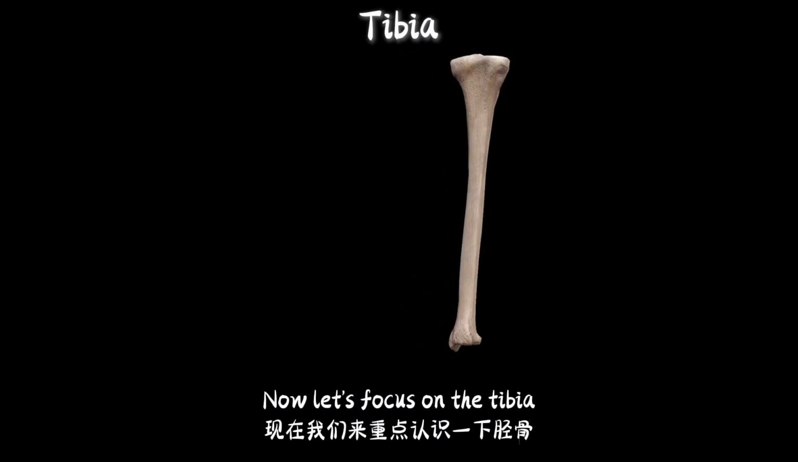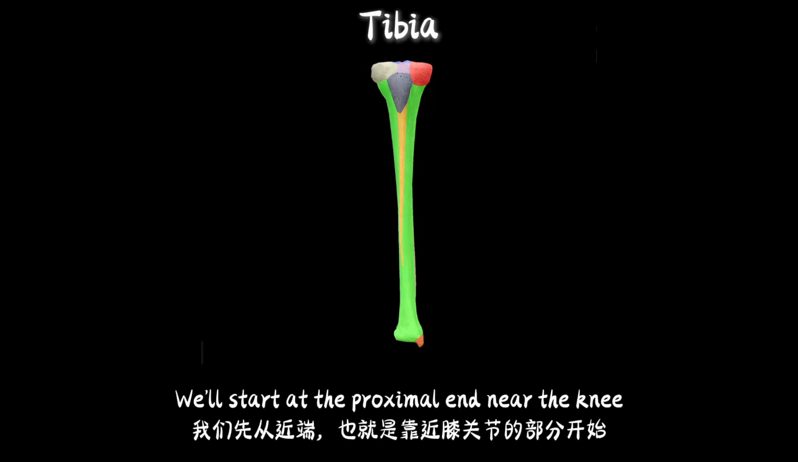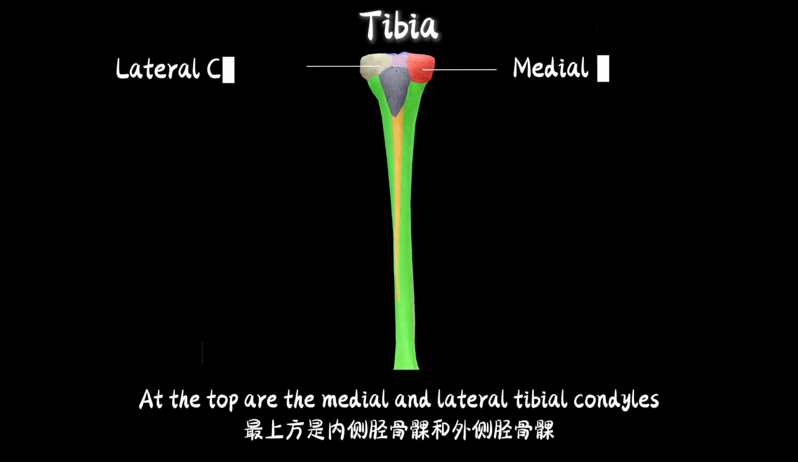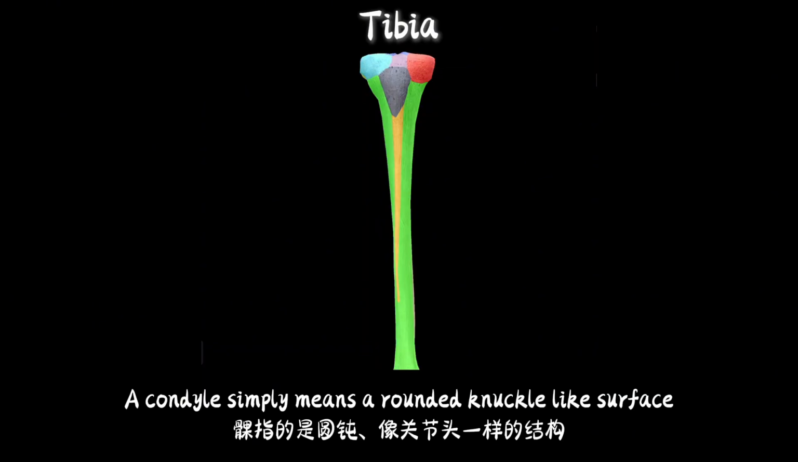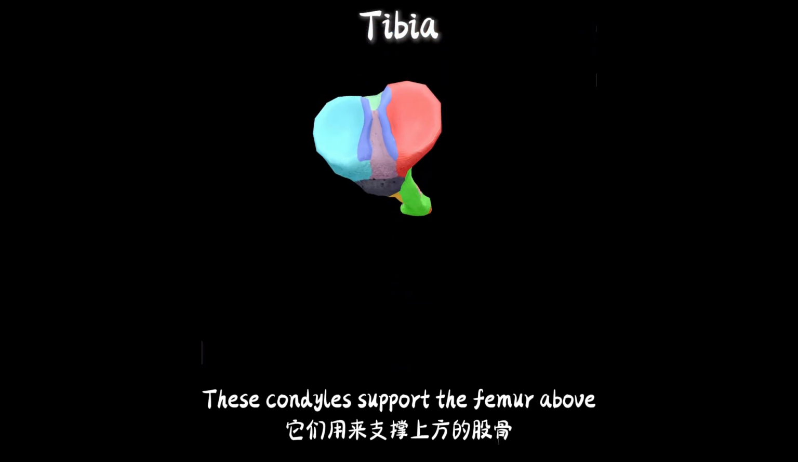Now let's focus on the tibia, the main weight-bearing bone of the lower leg. We'll start at the proximal end, near the knee. At the top are the medial and lateral tibial condyles. A condyle simply means a rounded, knuckle-like surface. Think of them as the parts you could almost grab. These condyles support the femur above.